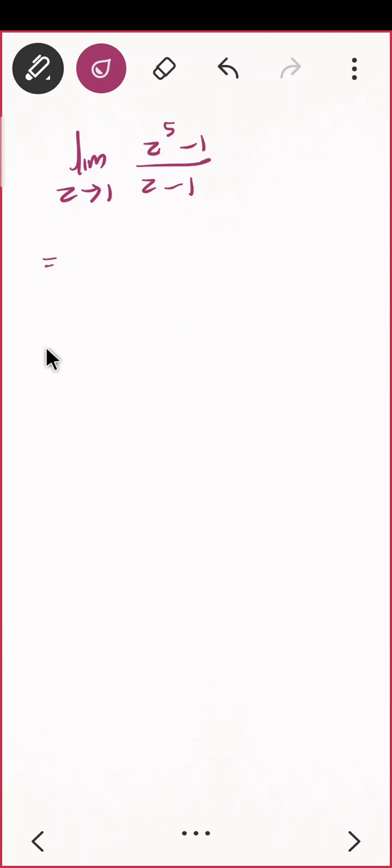Okay, so you want to use this: limit x tending to a, x raised to n minus a raised to n upon x minus a. What is the answer?